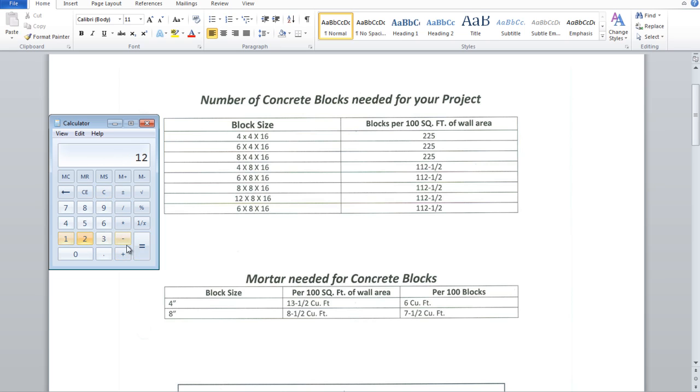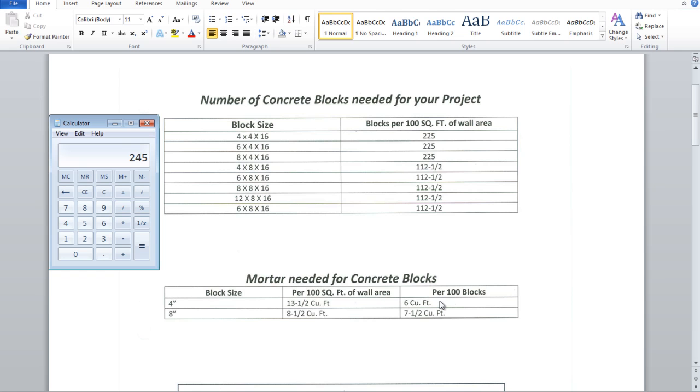I'm just going to say 12 plus 230. We had 232.65. We'll say 233, which equals 245 blocks is what we have to have. 245 blocks is what it's going to take of 8 by 8 by 16s. Now, figuring out how much mortar we need is real simple and easy.